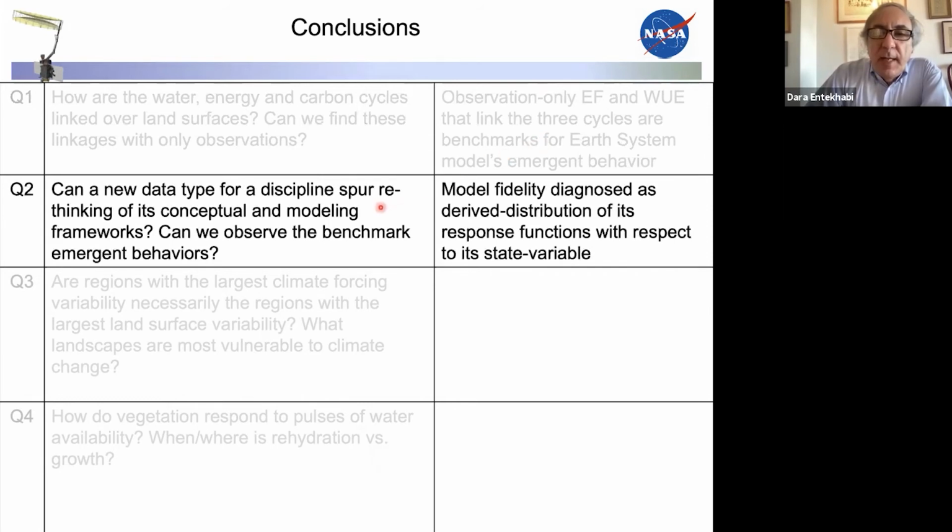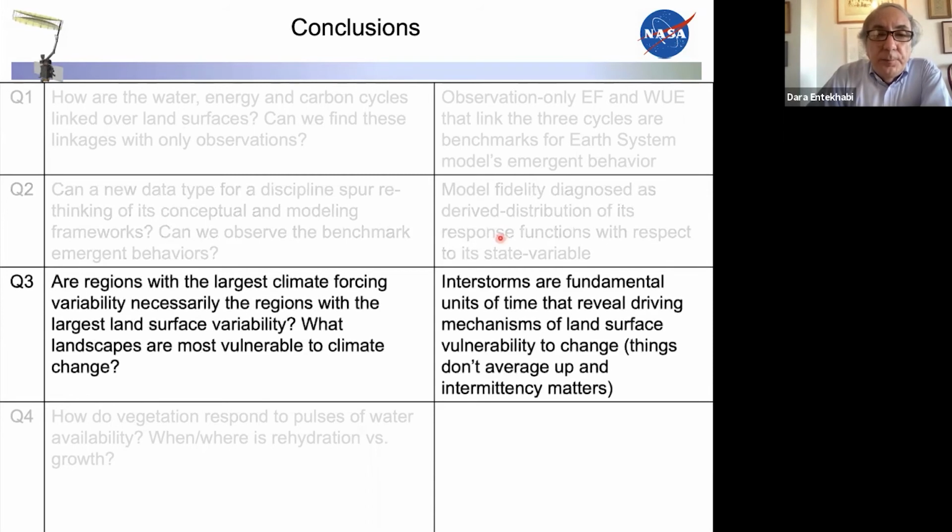For the new data type, we can conceptualize this now that we have the state variables, that hydrology is really a derived distribution problem with the soil moisture state variable as the distribution and the response functions as how the system depends on those state variables.